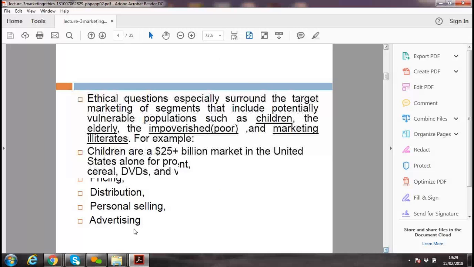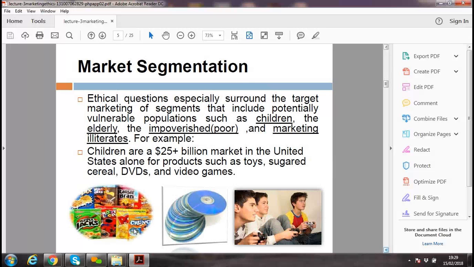So in all these areas, market segmentation raises ethical questions, especially around target marketing segments that include potentially vulnerable populations such as children, the elderly, and the poor. We need to look at marketing illustrations. For example, children represent over 25 billion pounds of marketing in the United States alone, for products such as toys, sugared cereal, and video games. So that's a huge market, yes.